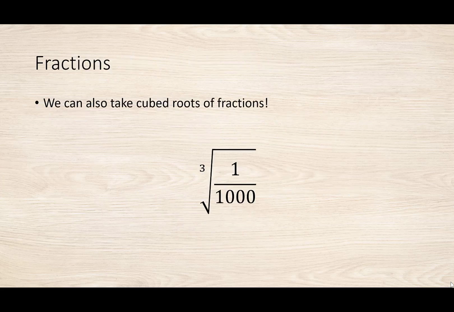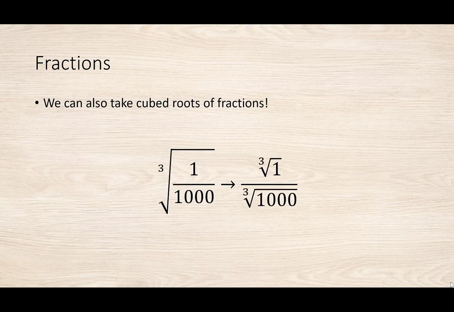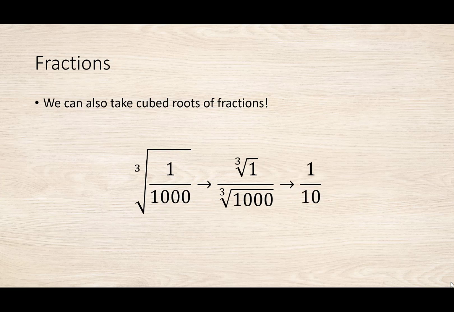We can also take the cubed root of fractions. So if I have the cubed root of 1/1000th, very similarly to square roots, I can take that and break it into 2 cubed roots with that fraction still. So the cubed root of 1 divided by the cubed root of 1000. Well, the cubed root of 1 is 1. The cubed root of 1000 is 10. So the cubed root of 1/1000th is 1/10.